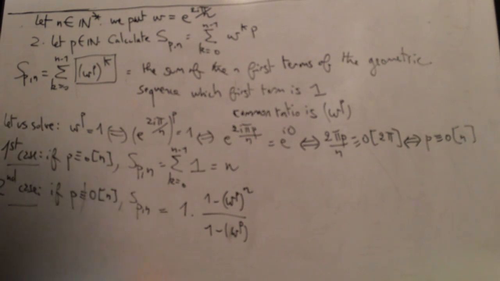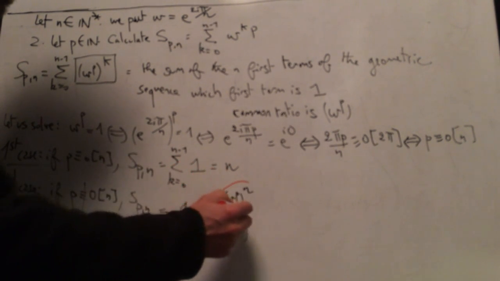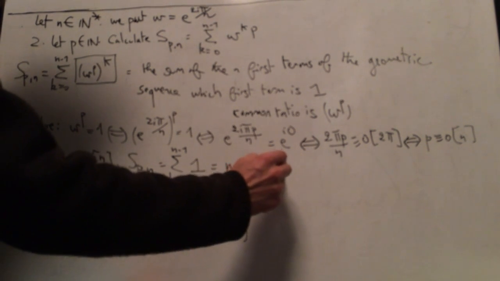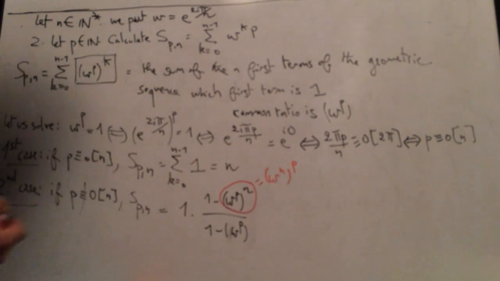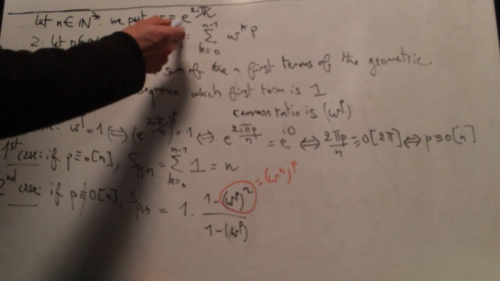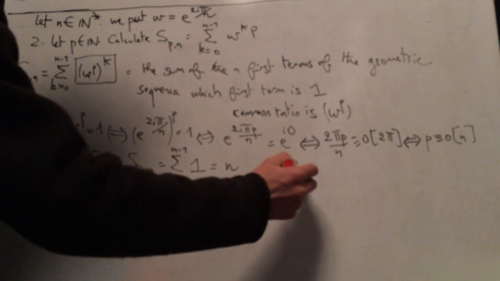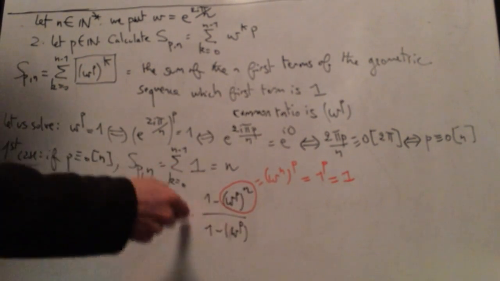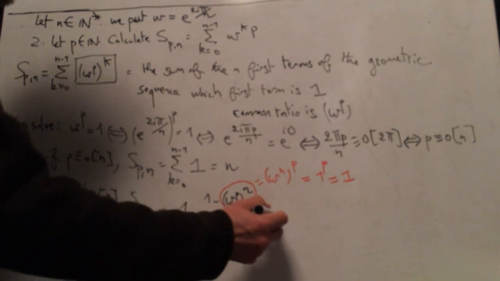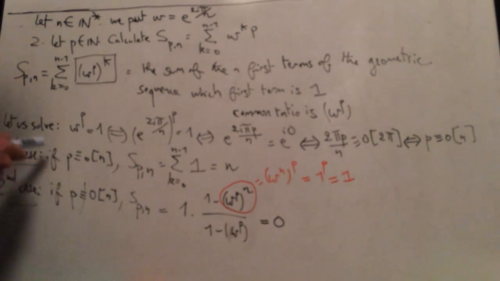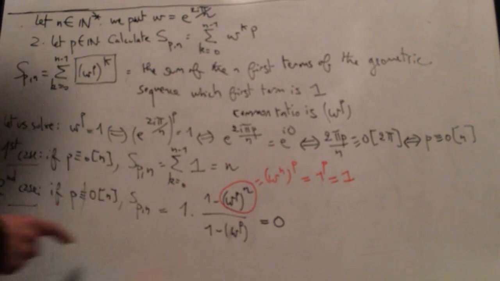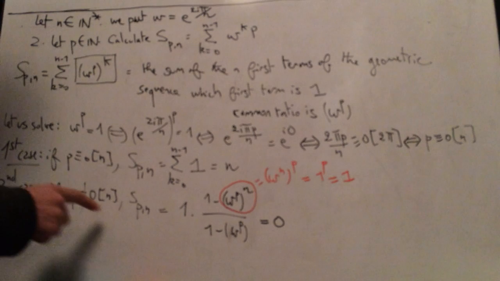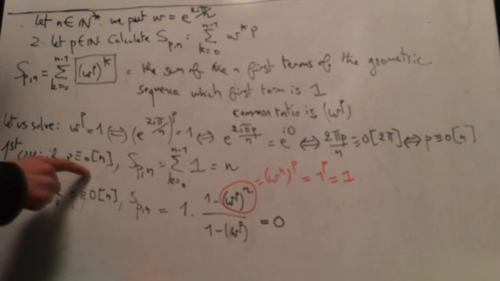But here we have got w to the power of n to the power of p, and w to the power of n is equal to 1, because w is an nth root of 1. So this is equal to 1, and this expression is equal to 0. So we have two cases, and we are going to use this result in the third question. The summation is equal to 0 when p is not congruent to 0 modulo n, and the summation is equal to n when p is congruent to 0 modulo n.